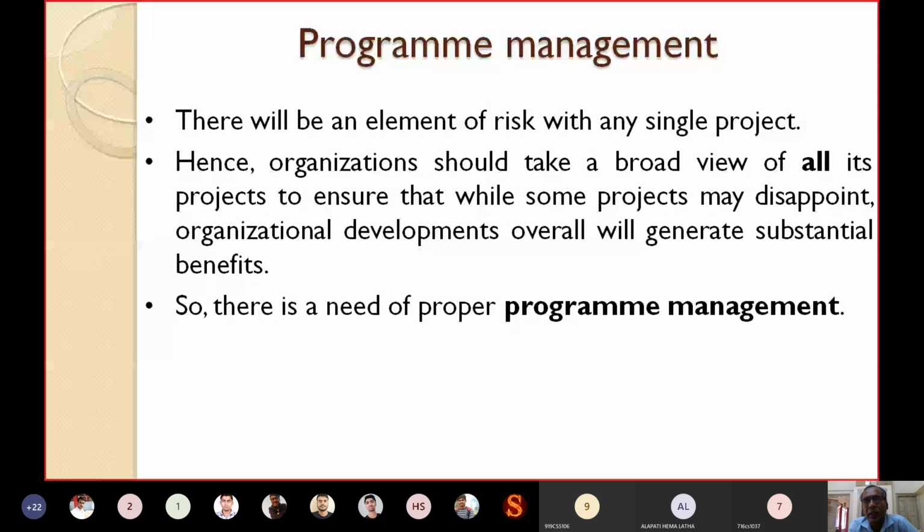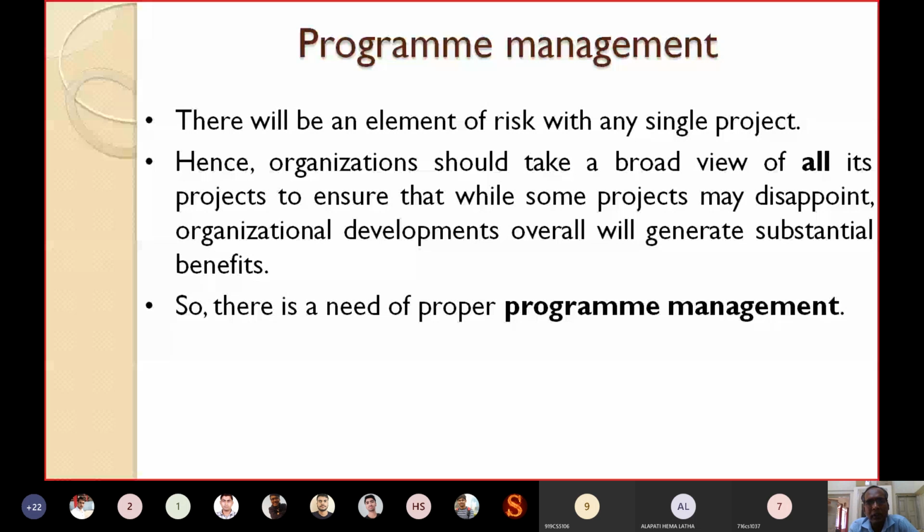So that's why the organization as a whole should take a broad view of all its projects. They should not take the decision by considering only one single project where there's heavy risk, so heavy loss may be there, or low risk, very few loss, also no profit like that. So they should not consider only a single project for taking a decision.